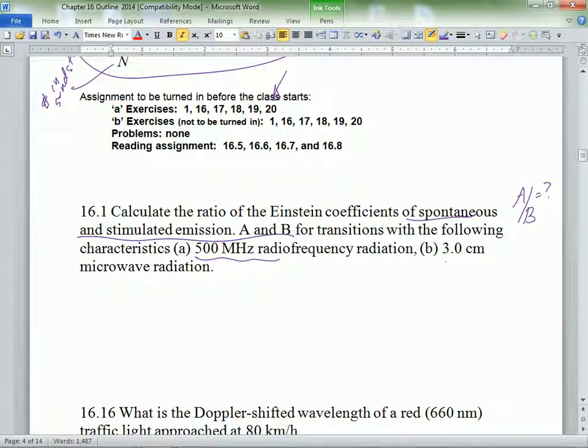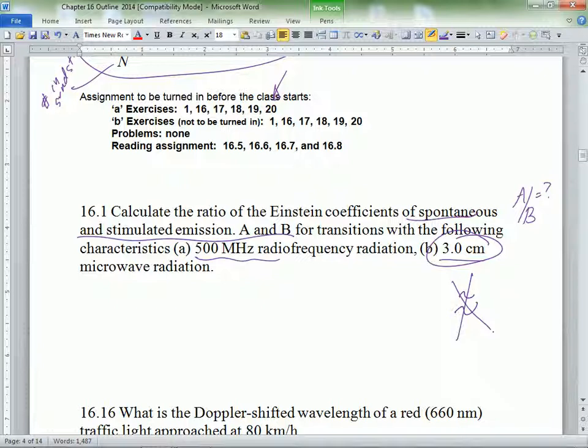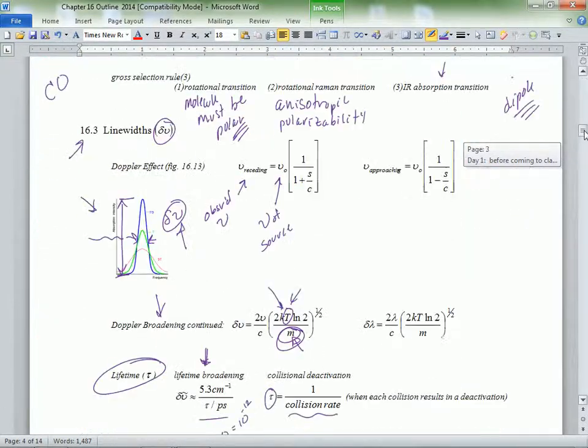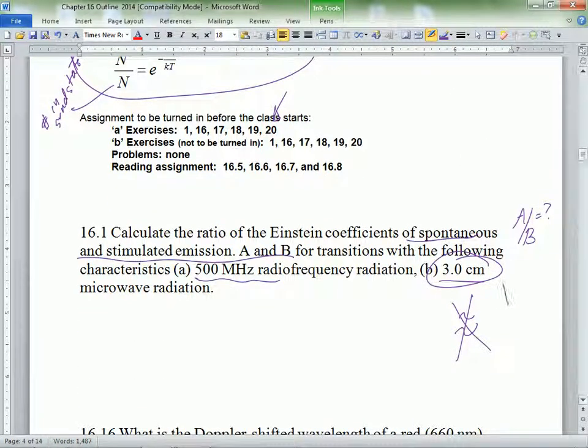Okay. Then they say 3 centimeter microwave radiation. Well, this must be what? Which variable? This is a unit of what? Length. This is a measurement of length. They're talking about light. So this must be which symbol? Mu with a tilde? No, that's 1 over centimeters. There's no R that we've talked about. Wavelength. Wavelength is distance, right?